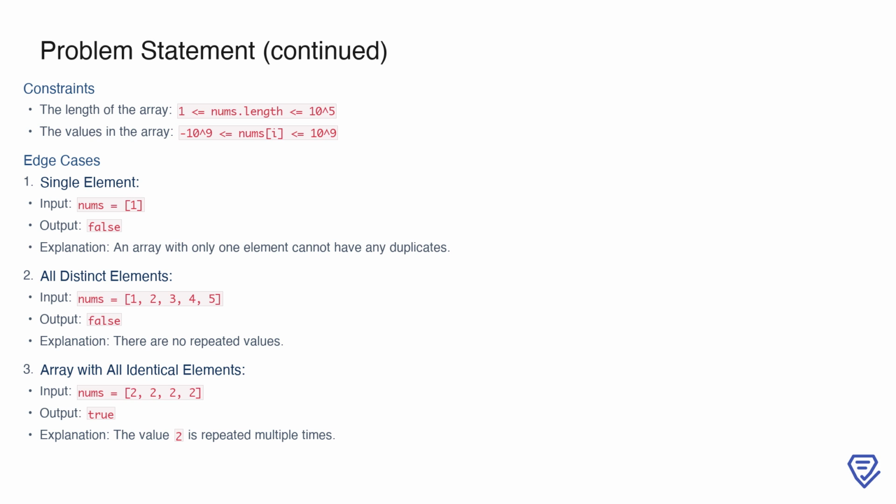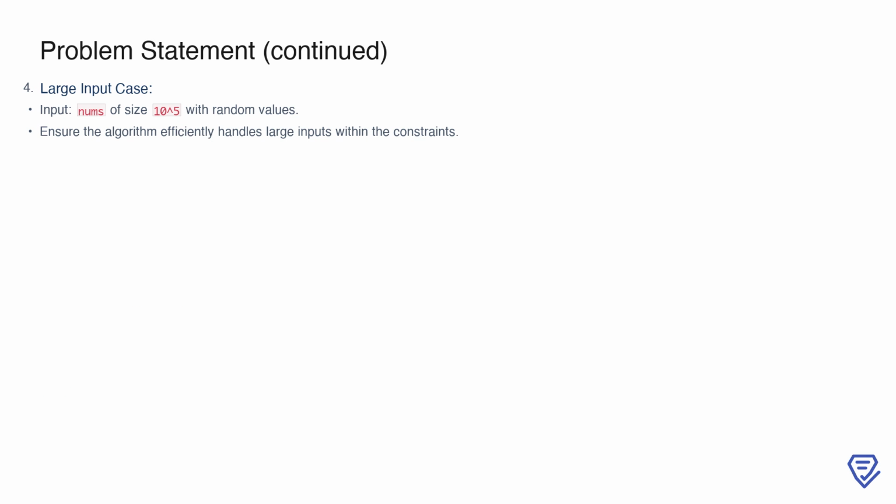Similarly, if all elements are distinct, like nums equals 1, 2, 3, 4, 5, the output is also false. However, if all elements are identical, such as in nums equals 2, 2, 2, 2, the output is true because the value 2 is repeated multiple times. Finally, we need to ensure that our solution handles large inputs efficiently. For example, if the input array has a size of 10^5 with random values, the algorithm must perform well within these constraints. This makes it crucial to choose an approach that can process the data in a time-efficient manner, ensuring we meet the requirements for both correctness and scalability.